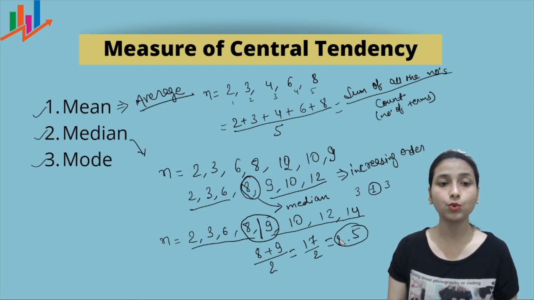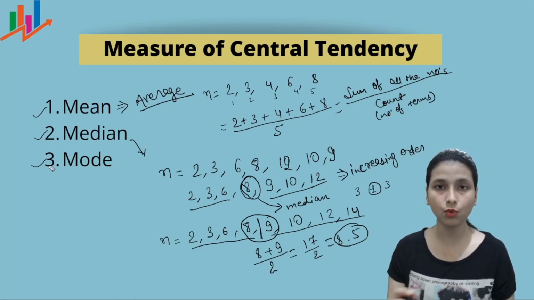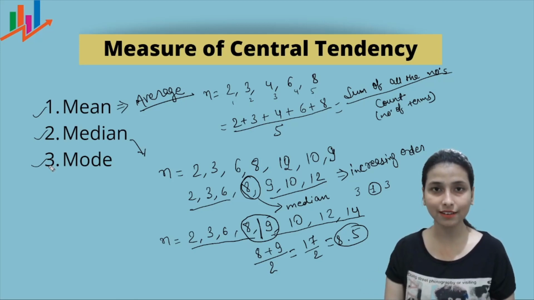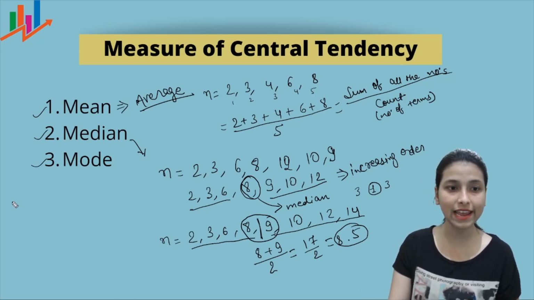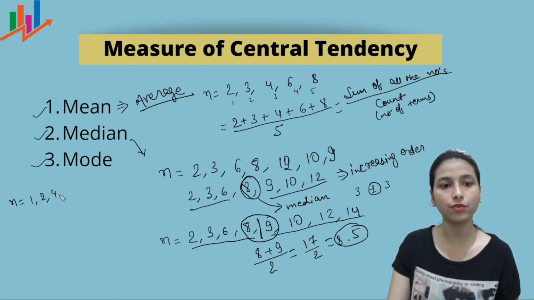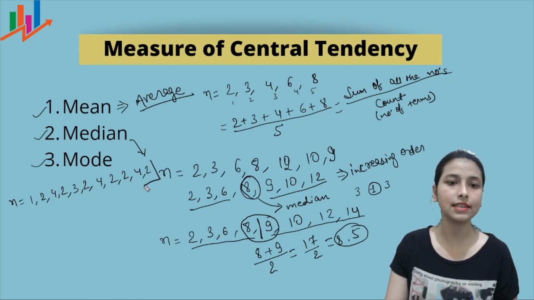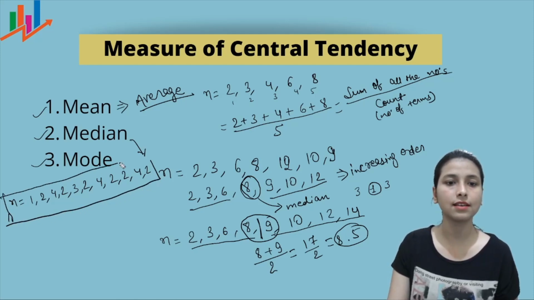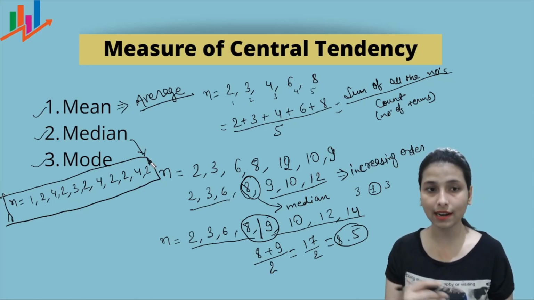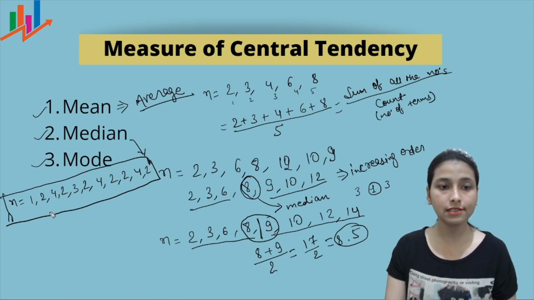Now moving towards the mode. Mode means the most frequently occurring element. Suppose I have a data set like 1, 2, 4, 2, 3, 2, 4, 2, 2, 4, 2. Alright, let's say this is my data. Let me do it like this because I'm not just rushing, I have to make you understand one thing at last. So suppose this is my data set.